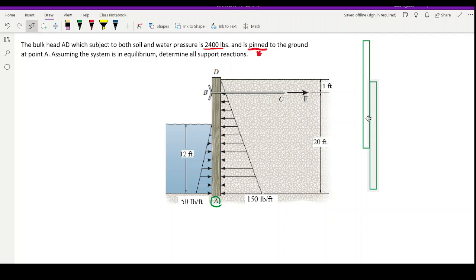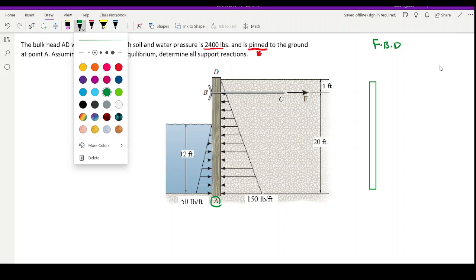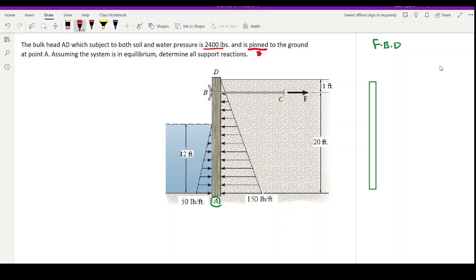So first we need to draw the free body diagram and show all acting and reacting forces on it. Starting from the top, we have this support reaction, which is F. We don't know its magnitude. Then we have the weight of the system, this bulkhead, which is 2,400. And we have a pressure that the soil raises, distributed in a triangular shape.